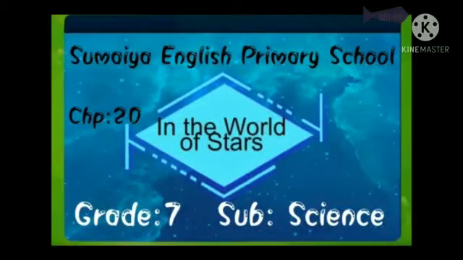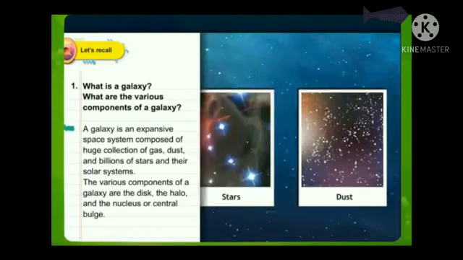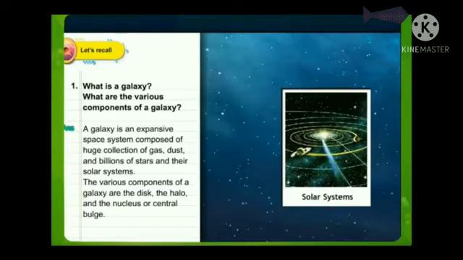Hello friends, let's begin with our science subject chapter 20, In the World of Stars. What is a galaxy? What are the various components of a galaxy? Let's recall. The answer is: a galaxy is an expansive space system composed of a huge collection of gas, dust and billions of stars and their solar systems. The various components of a galaxy are the disk, the halo and the nucleus or central bulge.